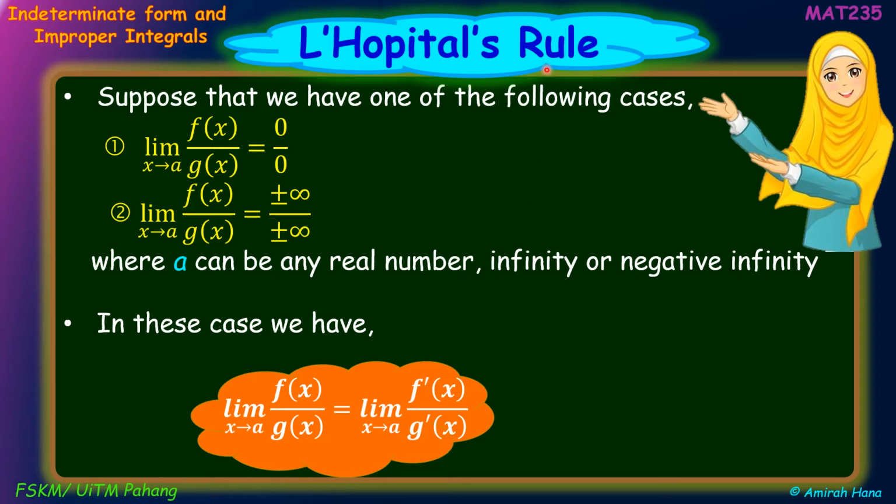L'Hopital's rule says that when we evaluate a limit and the answer gives 0 over 0 or plus or minus infinity over infinity when we use direct substitution, what we have to do is differentiate the numerator and differentiate the denominator, but never use the quotient rule. Because this is not under the differentiation topic, but actually under the limits topic.